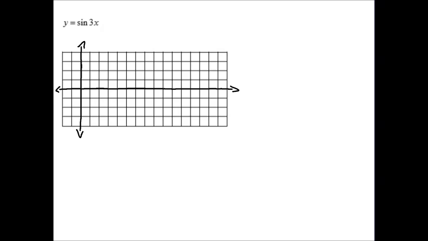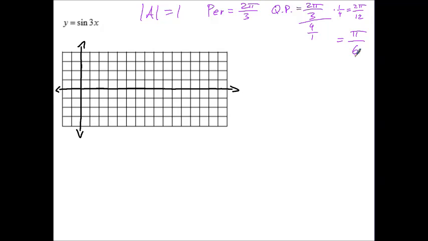But let's get started and find our amplitude first. The amplitude is 1. The period is 2 pi over 3. And that makes the quarter period 2 pi over 3 divided by 4. And 2 pi over 3 divided by 4, or if you want 4 over 1, is the same as 2 pi over 3 times 1/4, which makes it 2 pi over 12, or simplified pi over 6. The quarter period is pi over 6.